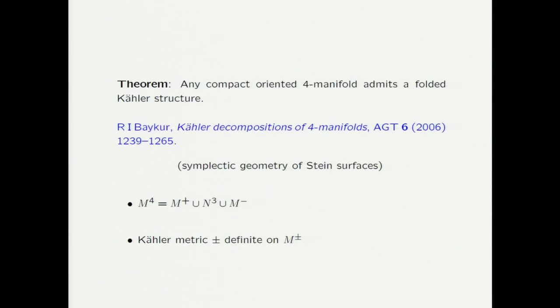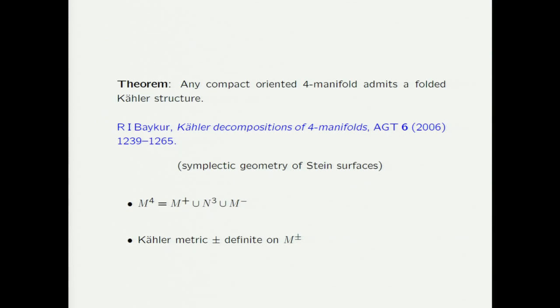So these have been studied in the context of symplectic geometry, but it's not a very strong condition. There's this result of Baykur, which says that any compact oriented four-manifold admits a folded Kähler structure, not just symplectic, but Kähler. What does this mean? It means that the four-manifold has this hypersurface inside it on which the symplectic form degenerates. And the complement of it consists of two Kähler manifolds. It's just that the Kähler metric on one side is positive definite, and as you pass through the fold, it becomes negative definite on the other side.